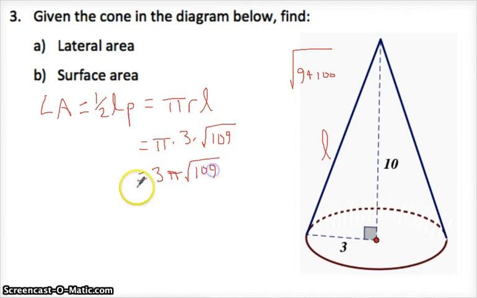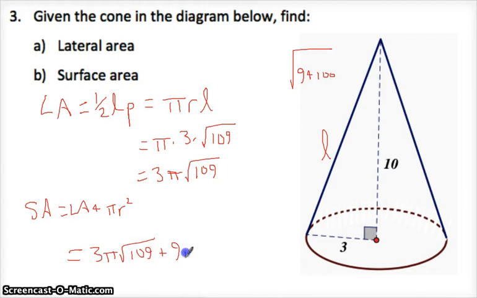Okay. And then surface area is that plus the area of the base, which again, I'll just skip the circle land and call that pi r squared. And that's just 9 pi. So this whole thing is going to be 3 pi root 109 plus 9 pi. That's all there is to say there. Oh yeah, this part is going to be shortened.